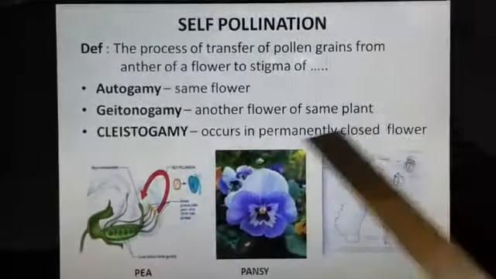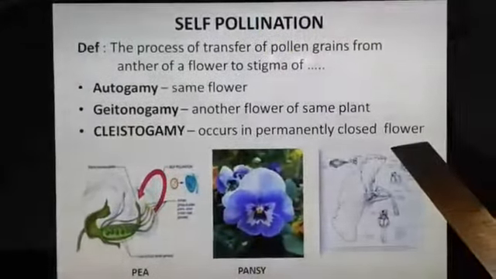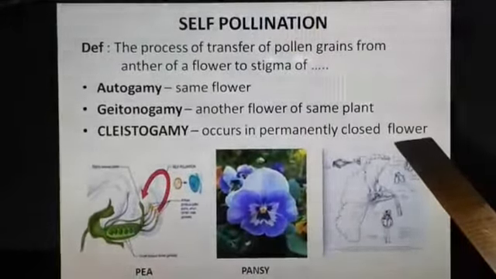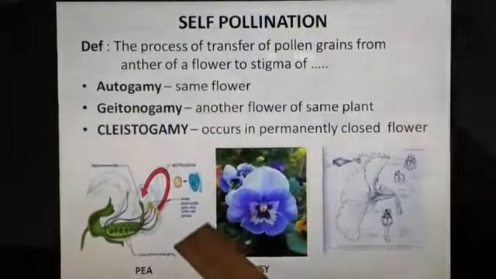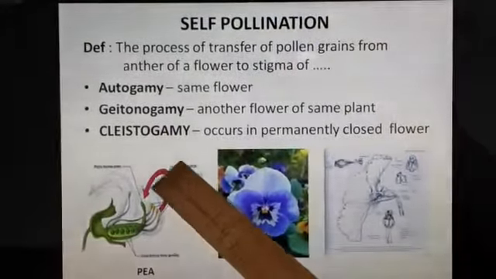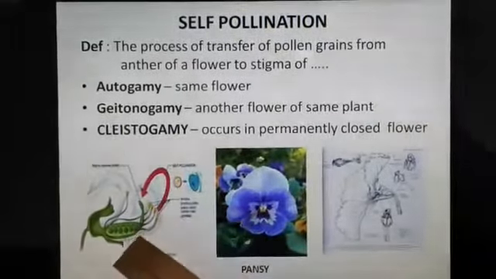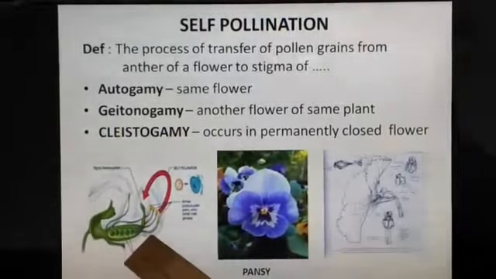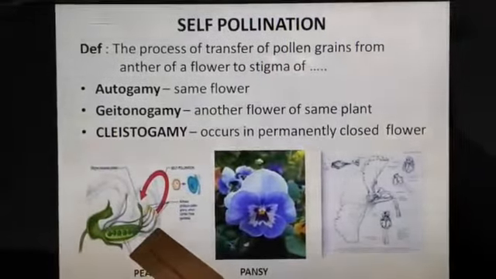The third type of self-pollination is cleistogamy. This pollination takes place in permanently closed flowers. To understand cleistogamy, I have taken two examples here of a pea flower and pansy flower. If you observe the structure of pea flower, the petals are like hood, which almost covers the internal, that is the essential parts of the flowers. So therefore, self-pollination takes place inside it.